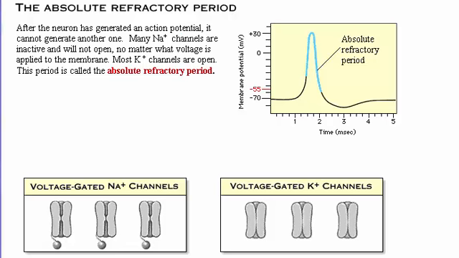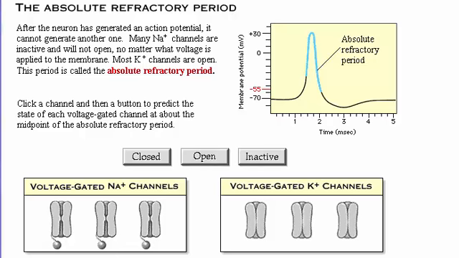Just after the neuron has generated an action potential, it cannot generate another one. Many sodium channels are inactive and will not open, no matter what voltage is applied to the membrane. Most potassium channels are open. This period is called the absolute refractory period.